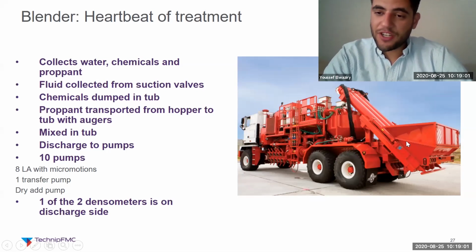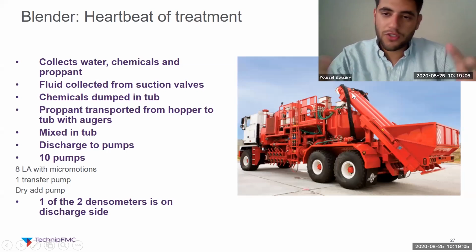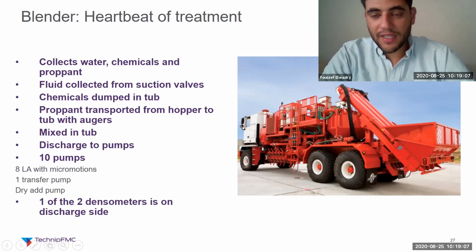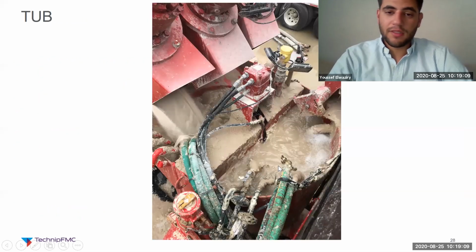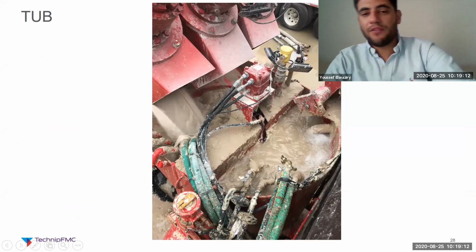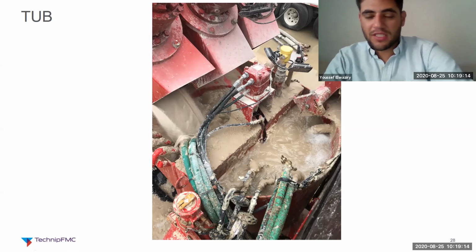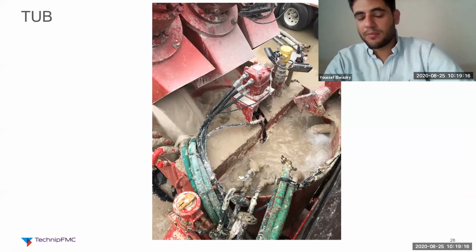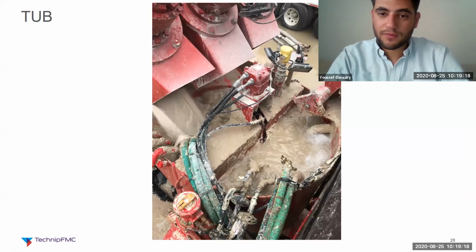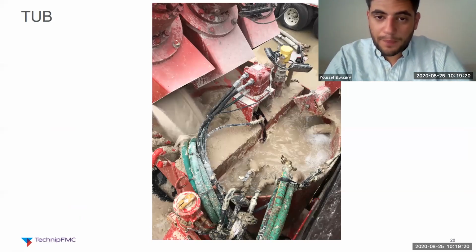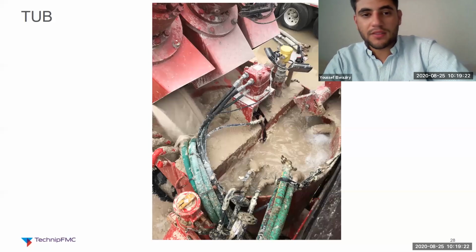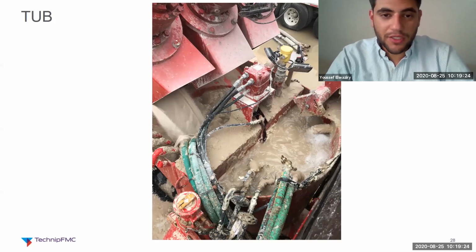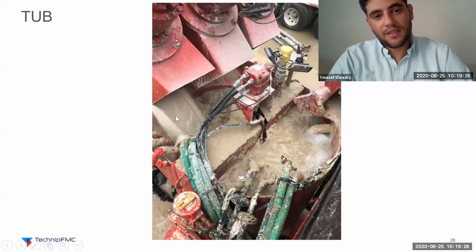And then the sand is transported from the hopper. It goes up using augers like an elevator, and then gets dumped into the tub. That's what the tub looks like. Everything gets mixed in the tub. You see these green lines? These are basically chemical lines. And from the top left here, you can see this is where the sand is coming, and it's all blended here into the tub.